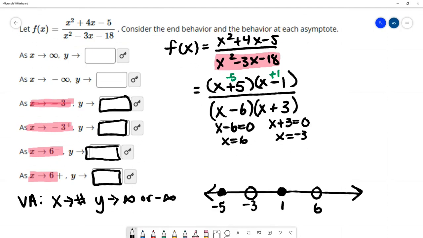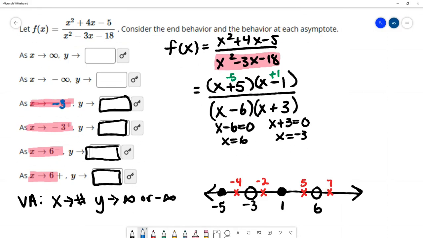The reason why we're putting in those x-intercepts is because I'm going to choose some test points, and I want to make sure that I choose my test points close enough to my vertical asymptote. So I want to pick a test point on either side of negative 3. To the left of negative 3, let's choose negative 4. And to the right of negative 3, let's choose negative 2. I also want to choose points on either side of 6. I'll choose 5 and 7. And these are going to help us with our different questions here.